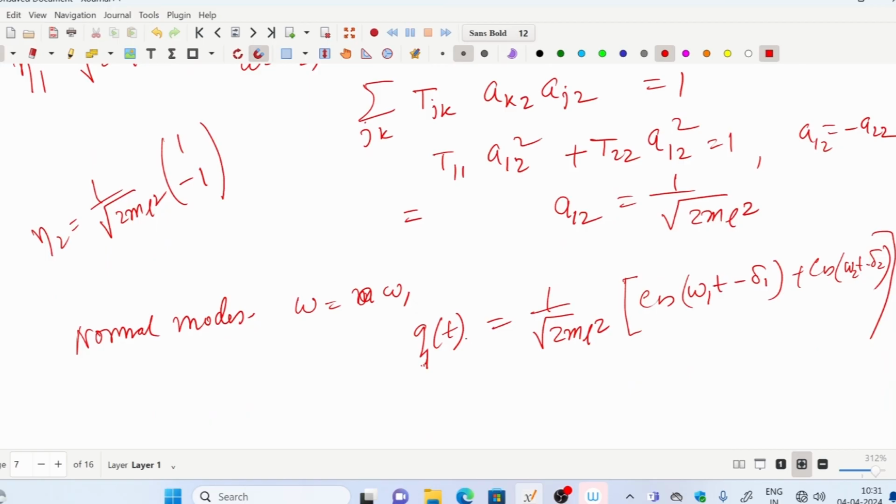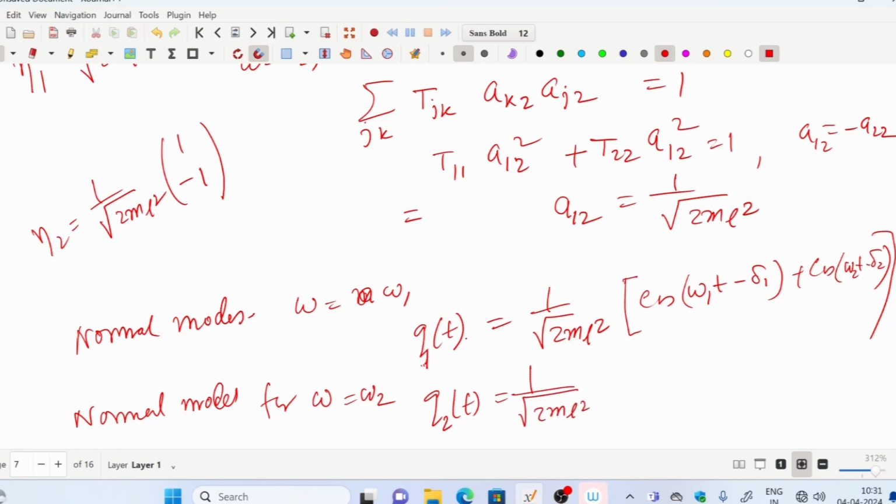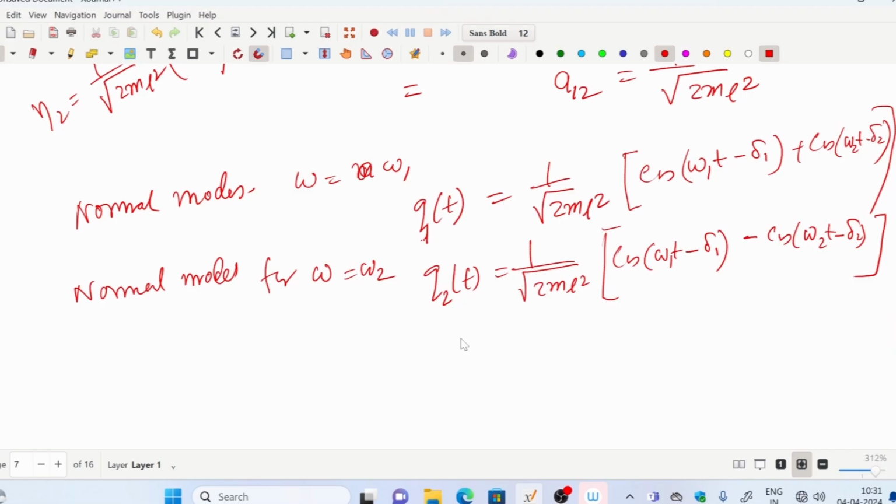Okay, so for normal modes, for omega equal to omega 2, we denote this solution as q2(t). So it will be 1 over root 2m L square, cos(omega 1 t minus delta 1) minus cos(omega 2 t minus delta 2). Okay, so these are the complete solutions.